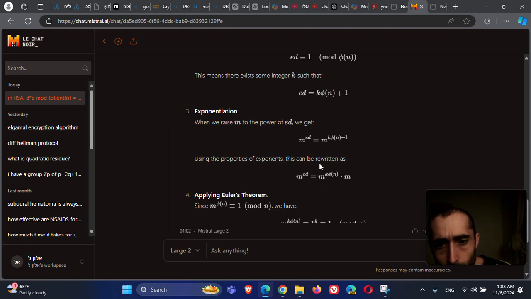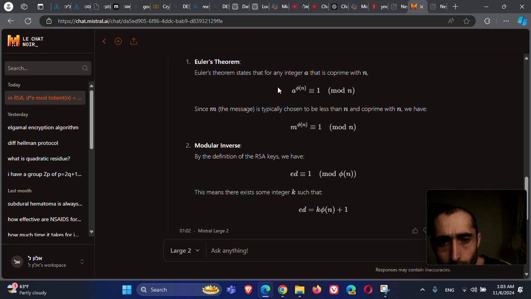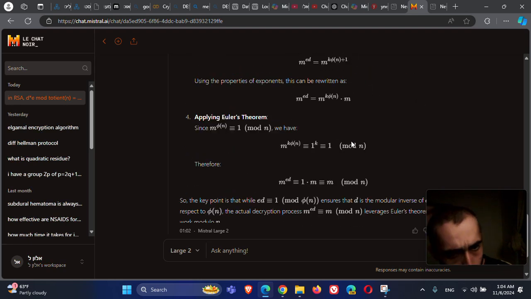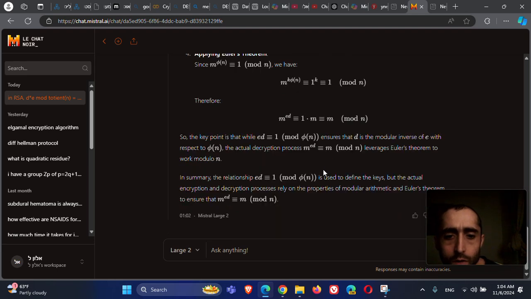Using the property of exponents, we can write this. Since this equals 1, why does this equal 1? Since m is typically chosen to be less than n and coprime with n, we have this. Since m to the power of totient of n equals 1, this plus 1, therefore, equals 1 times 1. So the key point is that while ed equals 1 ensures that d is the modular inverse of e, the actual decryption process relies on more.